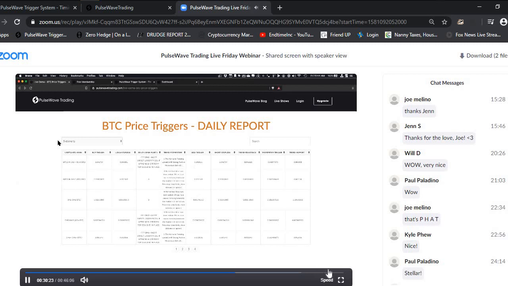You have the price triggers. That's how you use a 2-bar Charlie setup. So make sure you get access to those price triggers.